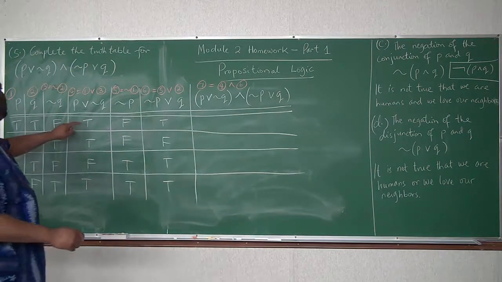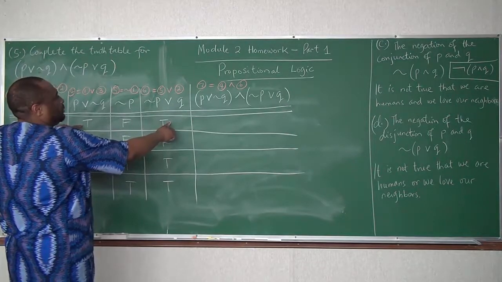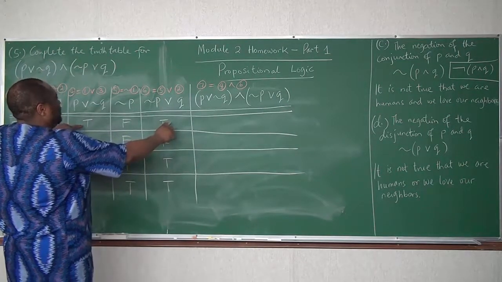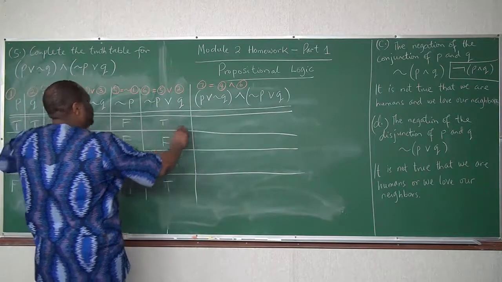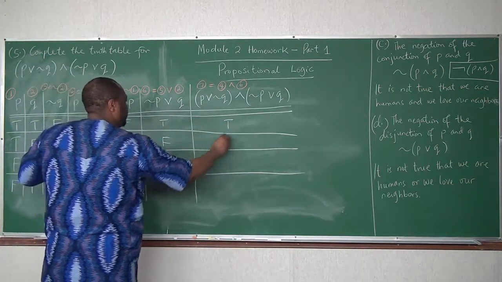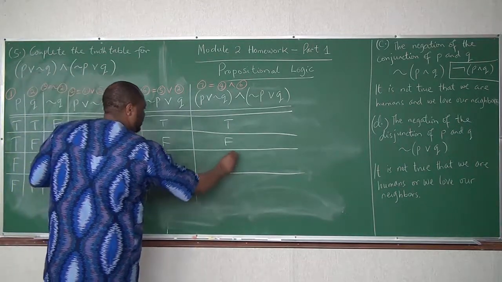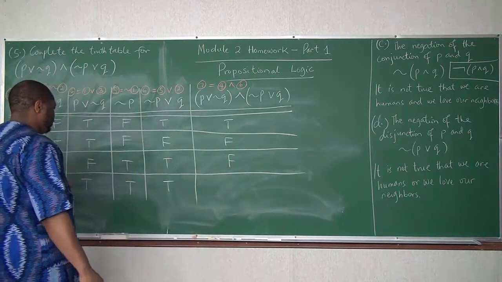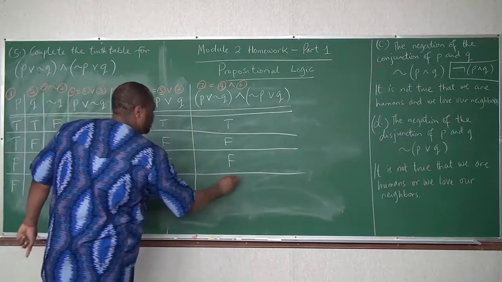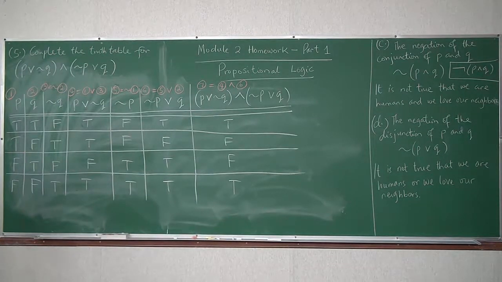Then and. This one, column 4 and column 6. True and true is true. True and false is false. False and true is false. True and true is true. True, false, false, true.